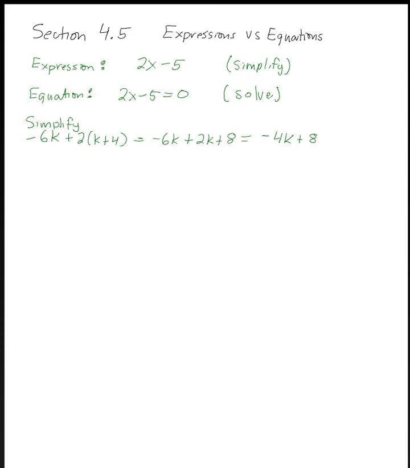Here's the next example. How about 3 times x minus 2 minus 7x plus 2 equals 4 times 3x plus 1. Is this one an expression or an equation? Well, again, it should be easy to tell. There's an equal sign right there. The equal to sign tells me this is an equation, and the directions for equations will be solve.